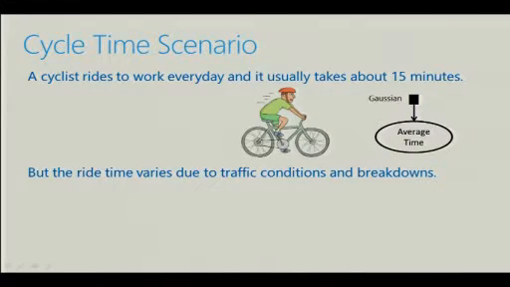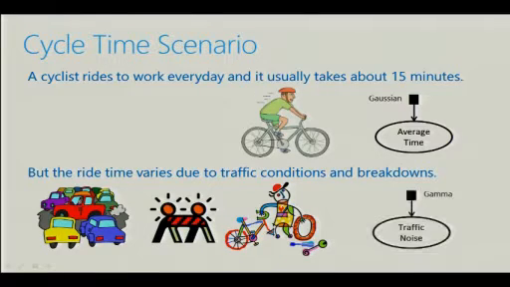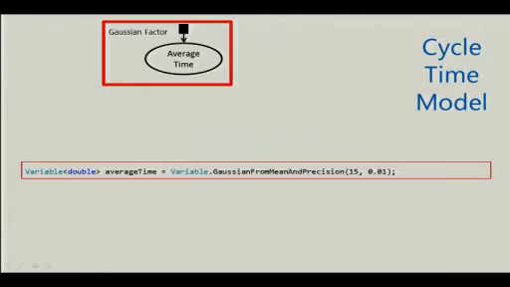But the ride is often fraught with problems: traffic conditions and breakdowns and all kinds of horrible things, punctures, flat tires. So we have another random variable called traffic noise, which represents the variance or the precision of the travel time day to day, and its uncertainty is a gamma distribution. We want to learn those distributions based on observations of how long it takes to ride into work over several days, and then based on that, make predictions of how long it would take to ride in on other days. So we can build up a little model.